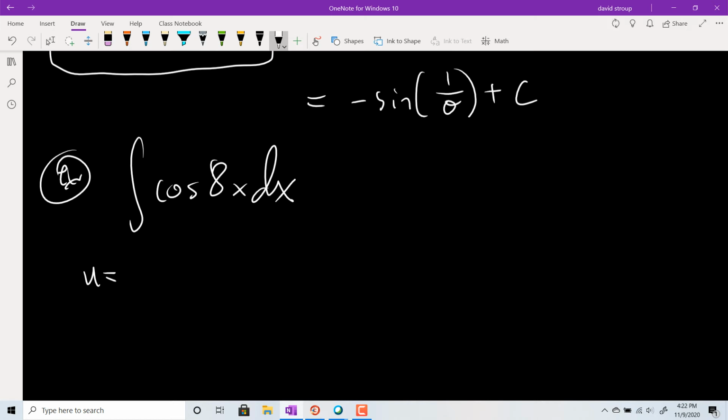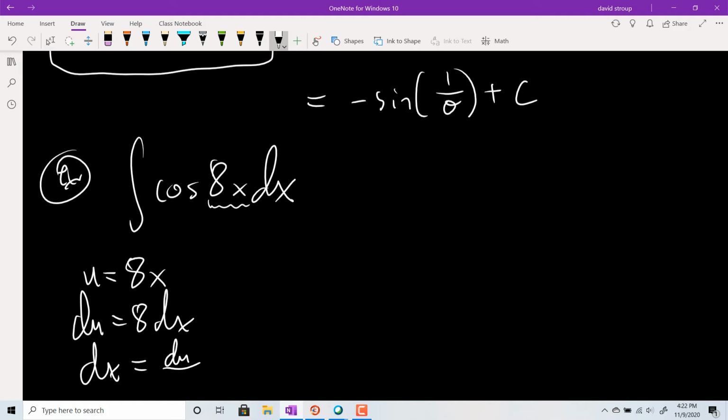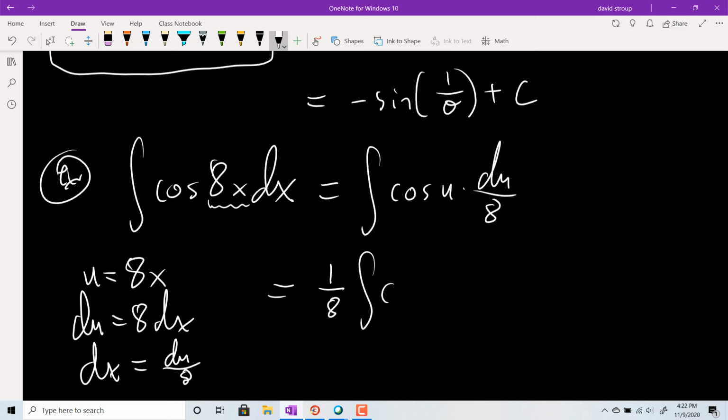You can take advantage of it. And here I'm going to let u equal 8x, just whatever's inside of cosine. So du is going to be 8 dx, and then you can solve for dx. dx is du over 8. So this is going to become the integral of cosine of u times dx, which is now du over 8. There's no issues with the variables canceling or anything like that. So long as the integral is completely in terms of u, we can integrate it. 1/8 times the integral of cosine u du, and then, of course, the integral of cosine is just sine. And then we could back sub.